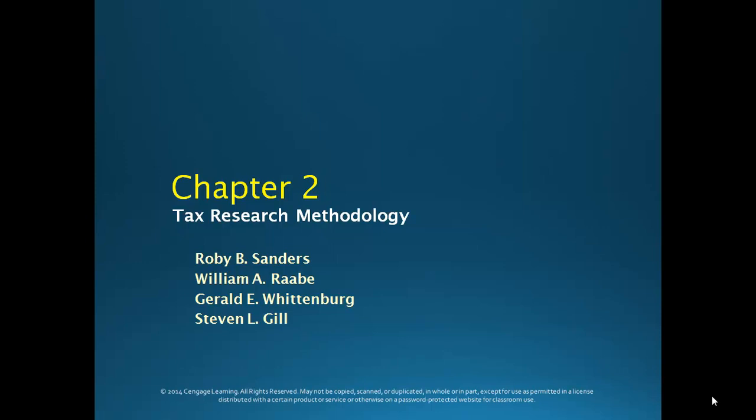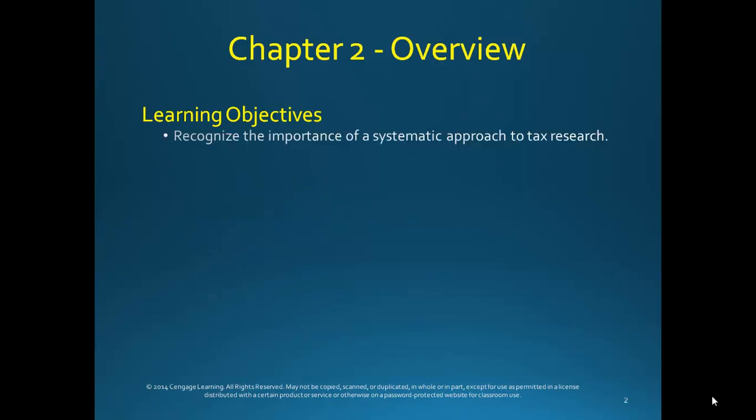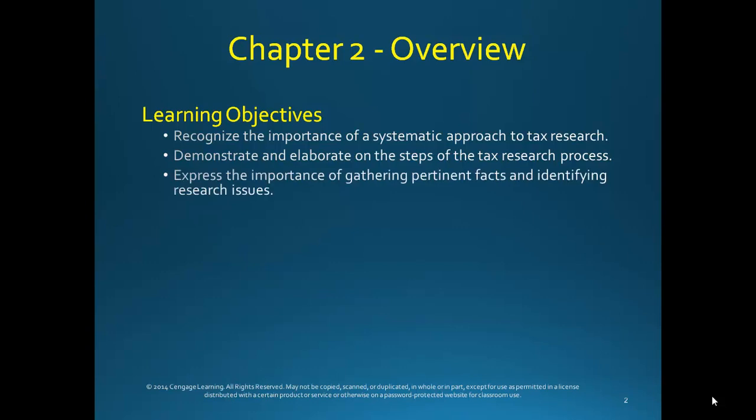Chapter 2 Overview. Our objectives: recognize the importance of a systematic approach to tax research, demonstrate and elaborate on the steps of the tax research process, express the importance of gathering pertinent facts and identifying research issues, and describe the sources of federal tax law.